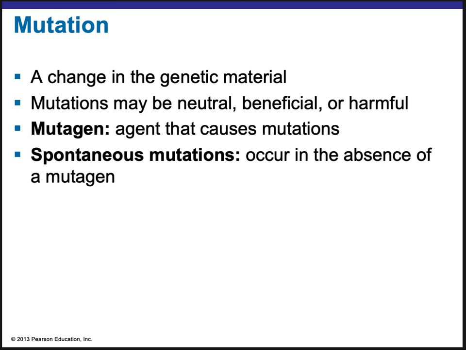Okay, mutations can be caused by all sorts of natural phenomena, and very rarely they can be beneficial. Most of the time, they are harmful. Okay, so a mutagen is an agent that causes a mutation. So that could be a chemical, it could be sunlight, right? Spontaneous mutations do sometimes happen, and this is in the absence of any actual mutagen.